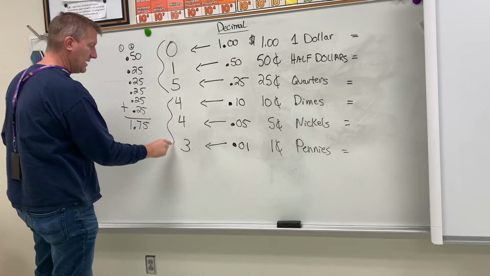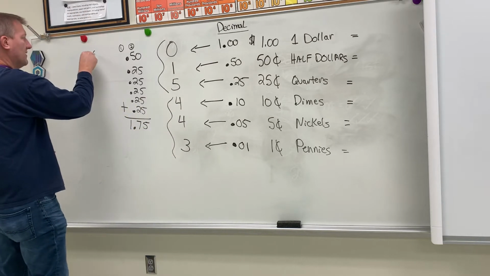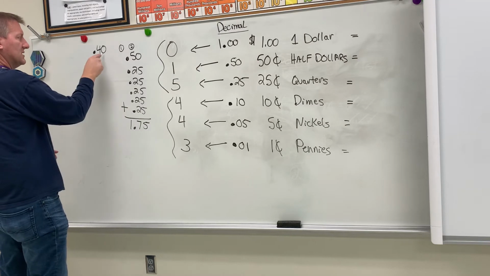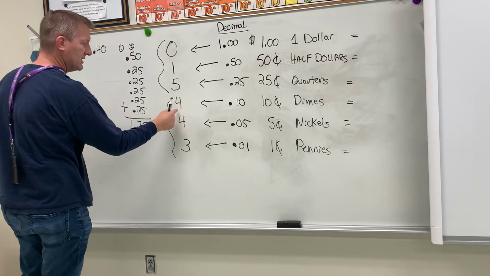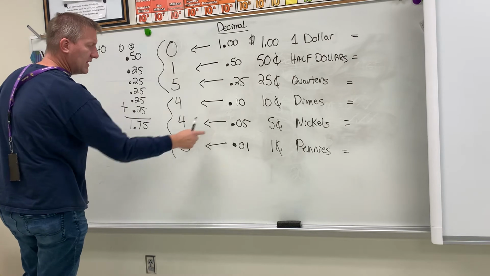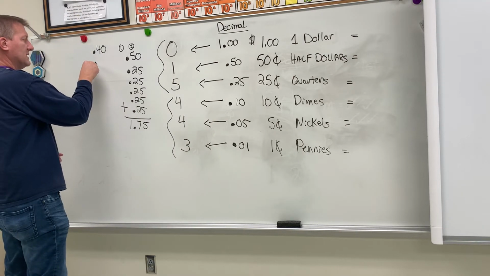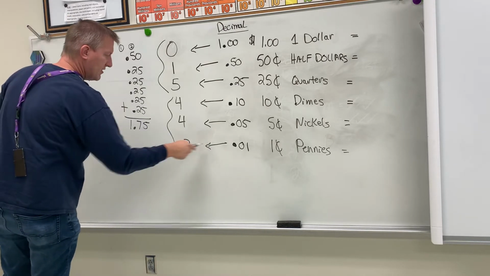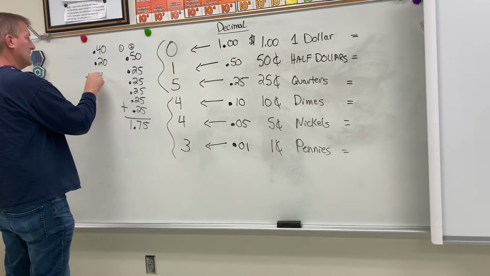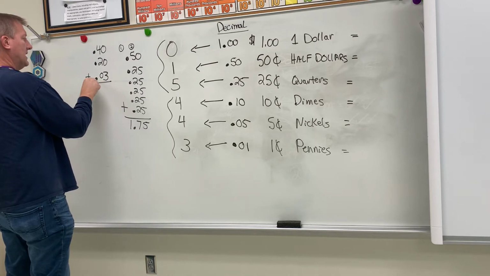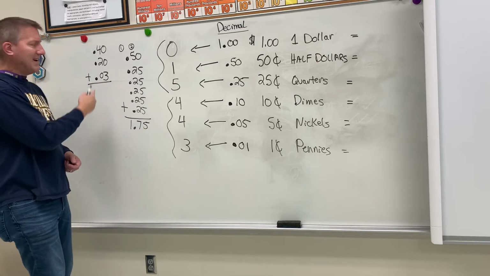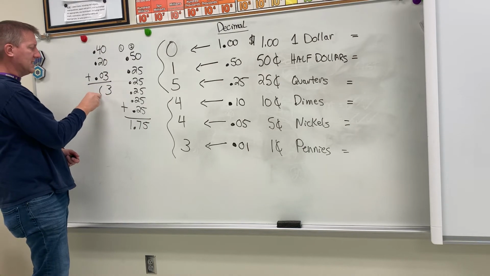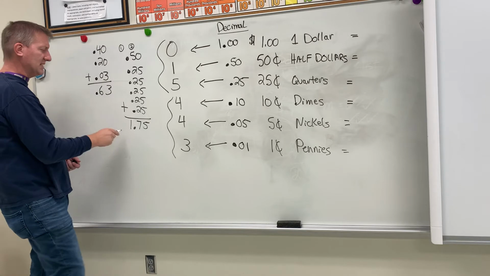All right, so now I'm going to add up these right here. So I have 10 cents 4 times. Well, I know 4 times 10 is 40, so that's 40 cents. And I know 4 nickels gets me 20 cents. So I'm going to put those together, and then I have 3 pennies. So again, look what I do. I line up my decimal. So that gets me another 63 cents.